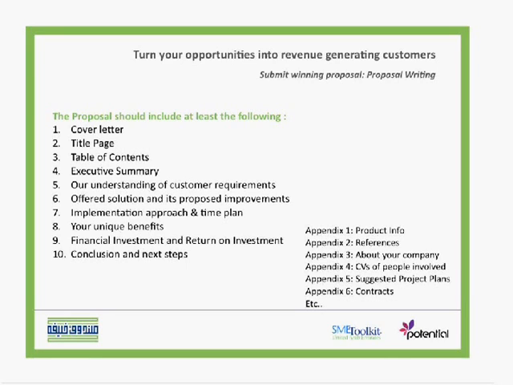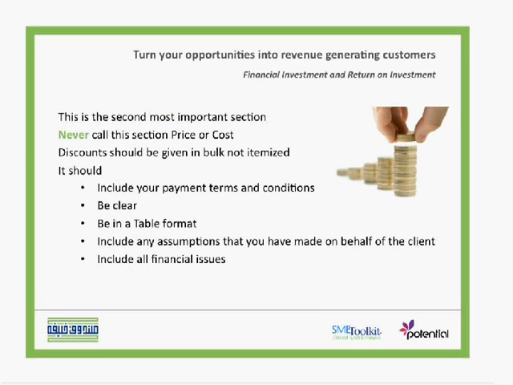So, financial investment and return on investment. It is very important. This is the second most important section. Never call this section a price or a cost, as we said. Discounts should be given in bulk and not itemized. Never give different discounts and different numbers. Even if we have different sections within the contract or within the offer, and we have different prices, always include the discount at the end, one discount on the whole price.